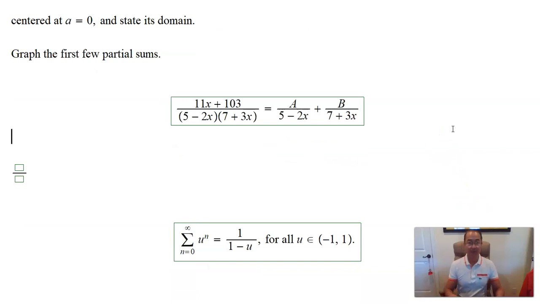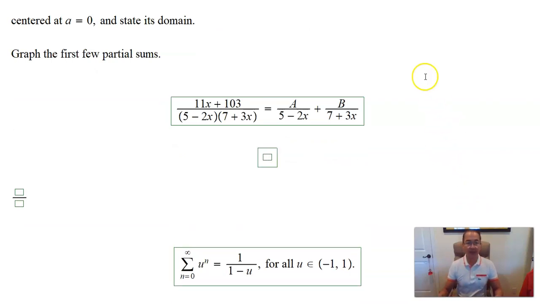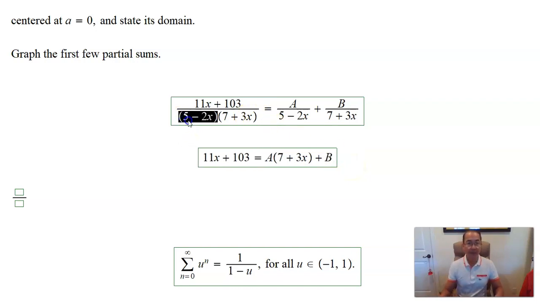Okay, so you remember how to do this? Multiply the denominators across. So we will have 11x plus 103 on the left equals A multiplied by (7 plus 3x), so that factor goes with the A, plus B multiplied by (5 minus 2x). Okay, so we need A and B.